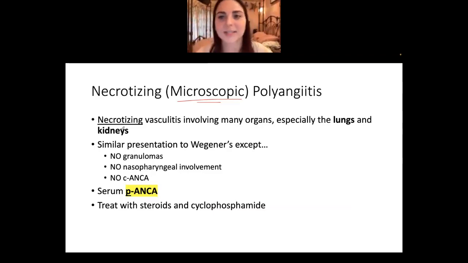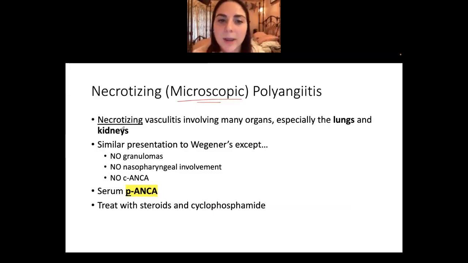We don't have chronic sinusitis. We don't have the nasopharyngeal ulcerations. It's really just the lungs and the kidneys. So that's one thing that differs from Wegener's. The second thing is that's why I call it necrotizing polyangiitis, because there are no granulomas. Wegener's has your granulomas. That's your granulomatous polyangiitis. Okay, so that's my second one.